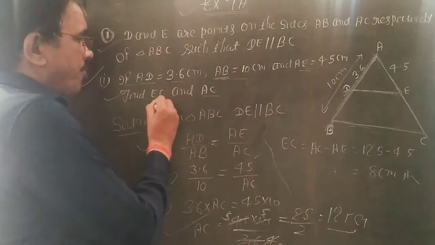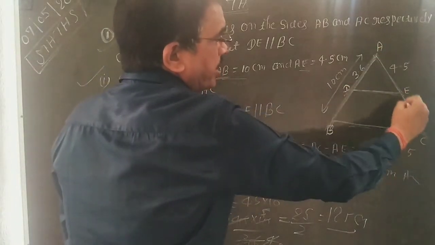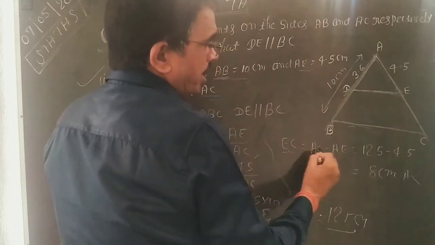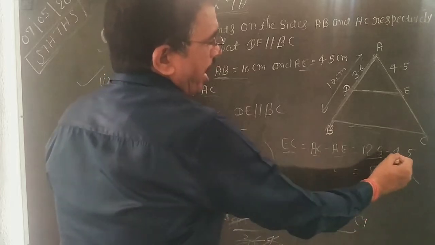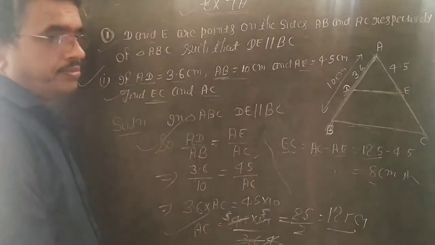Now in your question, you have to find AC. If you find AC and AE is given, then clearly you can find EC. So EC is equal to AC minus AE. AC is 12.5 and AE is 4.5. So that is 8 cm.